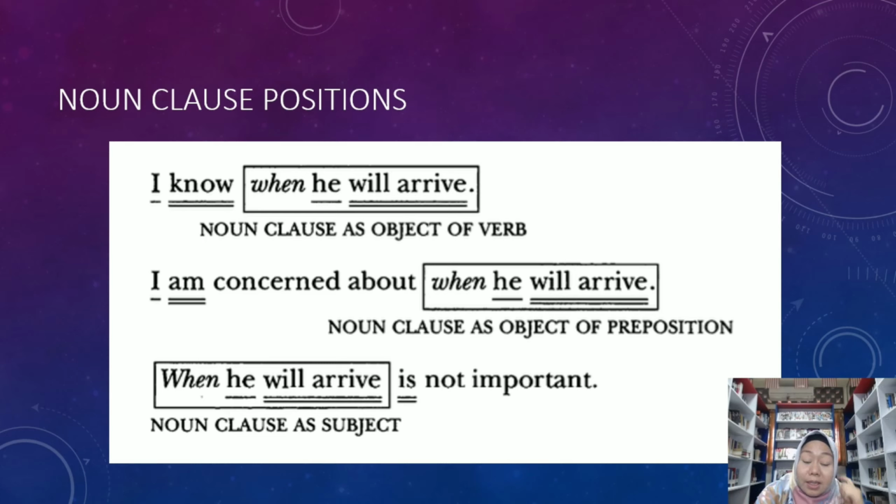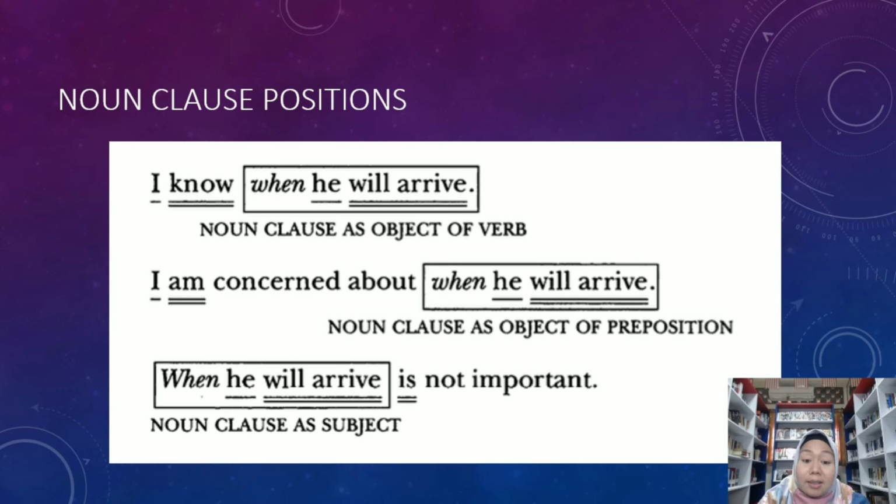Let's take a look at the noun clause positions, everyone. See the first example: I know when he will arrive. The noun clause when he will arrive plays a role as the object of the verb know. I, the subject, know, the verb, and know needs an object, and the object is in the form of a clause. I know something. What is the something? When he will arrive. Okay, that is one position, which is as the object of a verb.